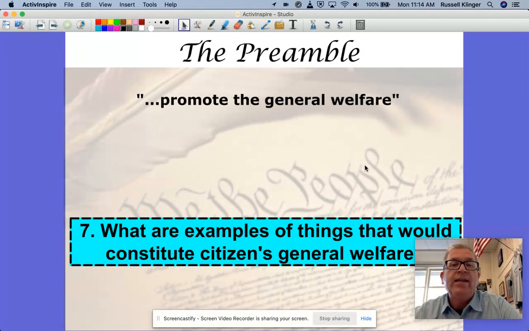What are examples of things that would constitute citizens' general welfare? Education, perhaps. To provide for the needs of the needy when they need help, general welfare. There's many things that we could probably think of. If we think about it in the modern world in 2020, we might consider the general welfare of the people to have health care. We might consider that to be general welfare.